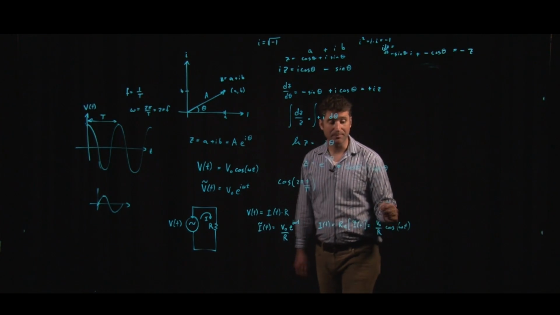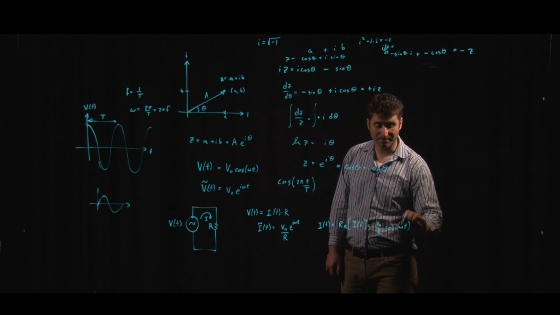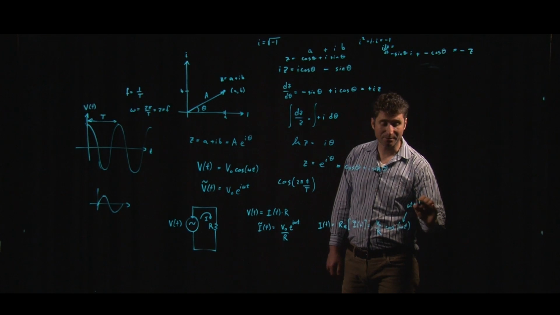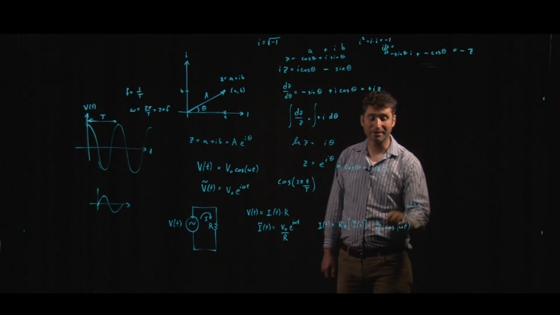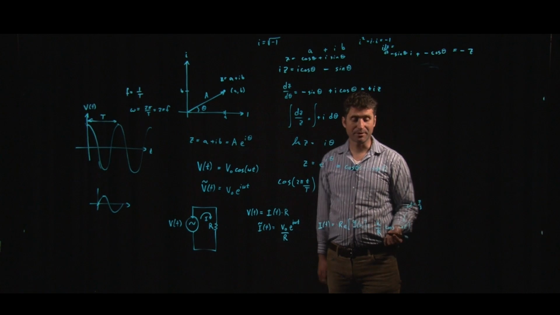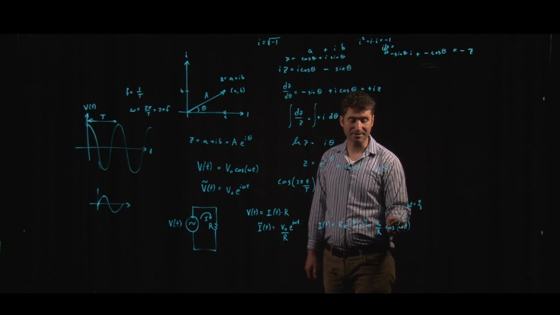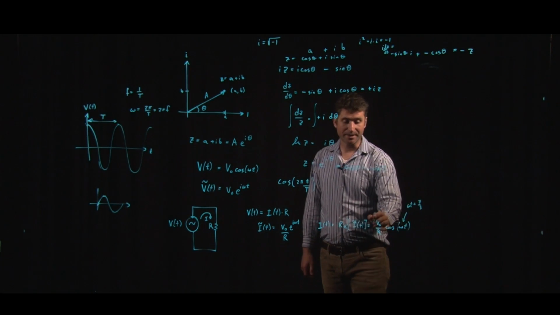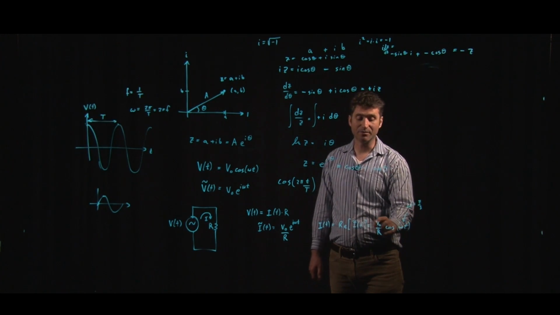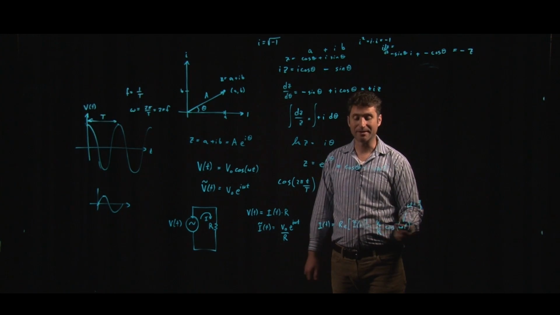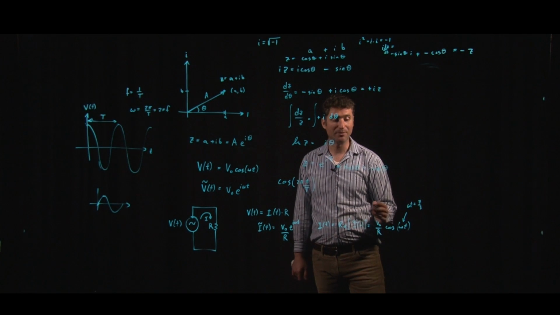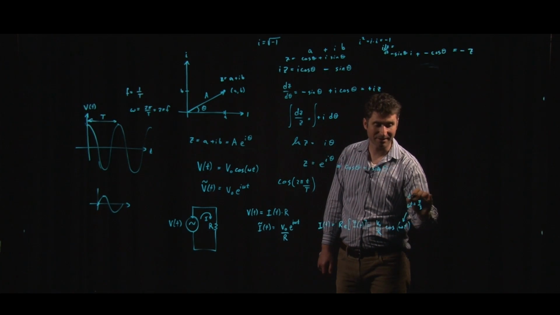So then, for example, if I put in that omega t is equal to pi over 3, I'll get that the cosine of pi over 3 is 0.5. And so I can start to see that this would be V naught over 2R would be the current at some particular moment in time, for example.